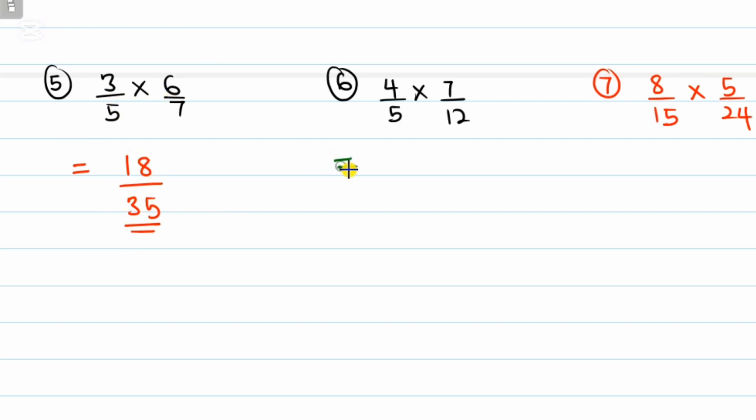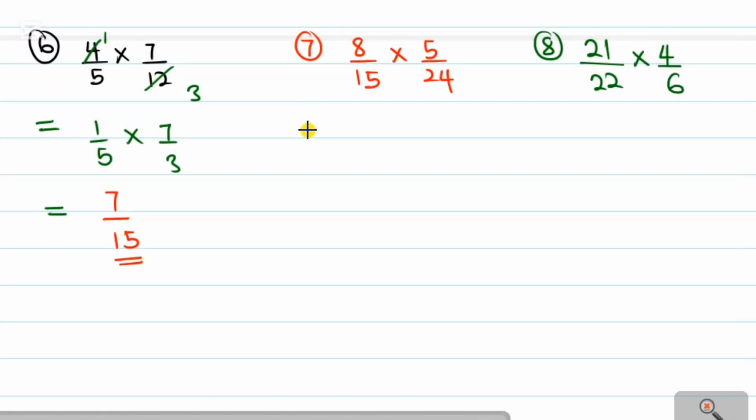So we can now come over to this one. Vertically for these two there is no common factor, but diagonally there is. So 4 can divide 4 to give us 1, and 4 into 12 will give us 3. And so we can apply our straight across multiplication, which is 1 times 7 is 7 and 5 times 3 is 15, and this is in its lowest term.